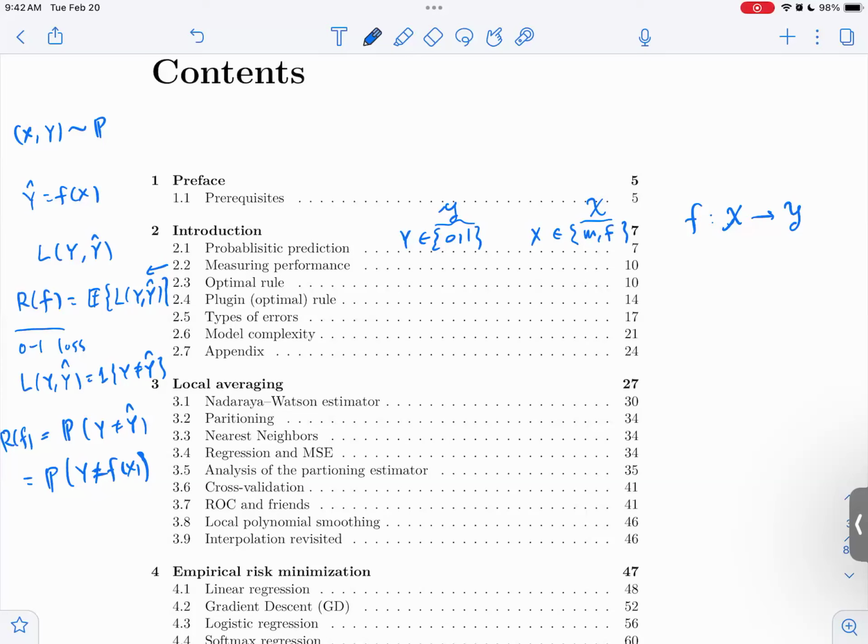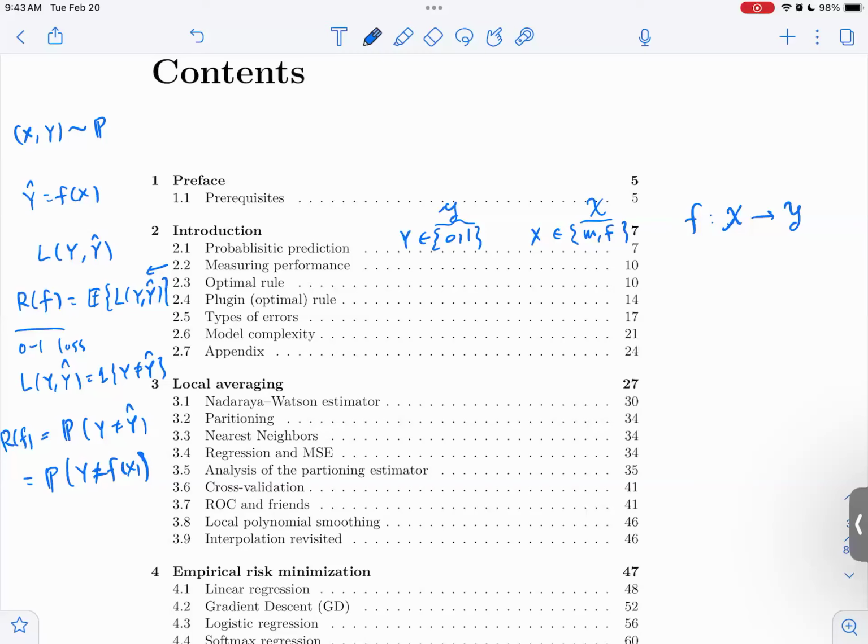And then we discussed different types of error, which include the test error, the training error, the generalization error, which is the same as the test error, and the validation error, which is very similar to the test error, but for some reason we separated it from training. And then we talked a little bit about model computation. So this was the structure of chapter 1.